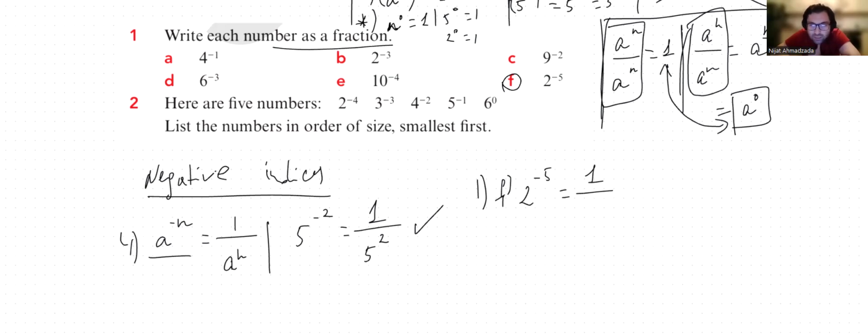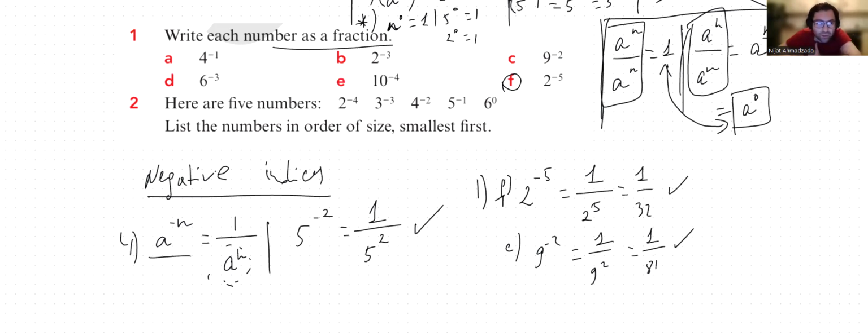So in that case, 2 to the power of 5. So 1 over, what is 2 to the power of 5? 32. That's it. For example, part C says 9 to the power of negative 2. Again, 1 over 9 to the power of 2, which is 1 over 81. That's it.